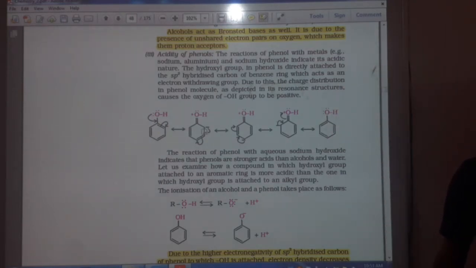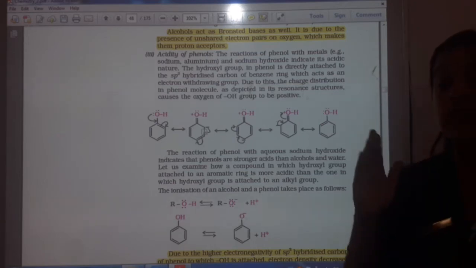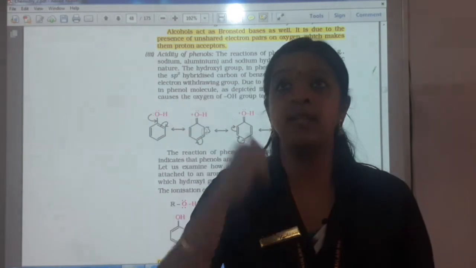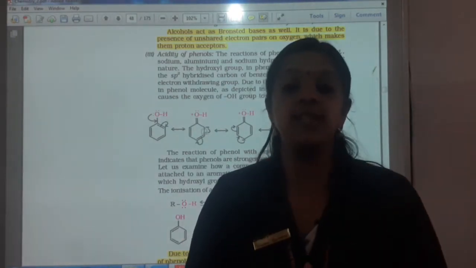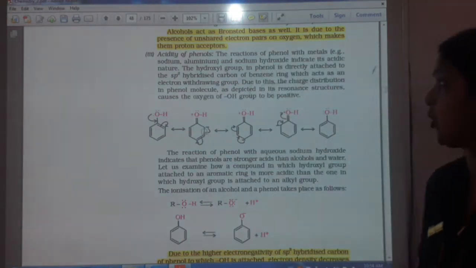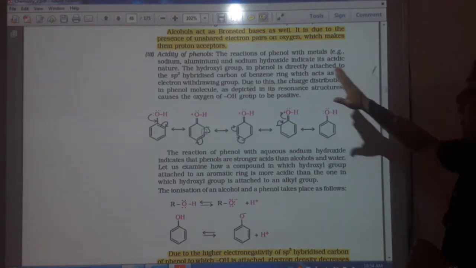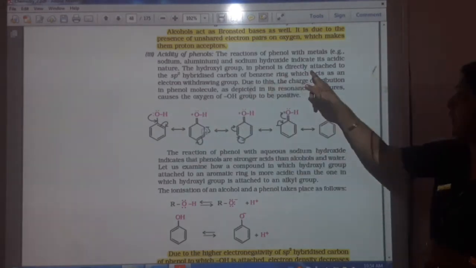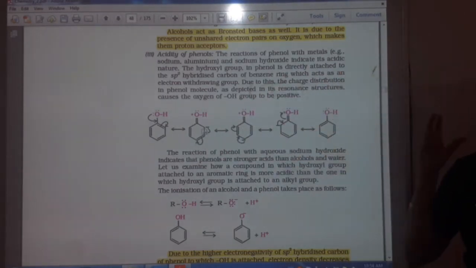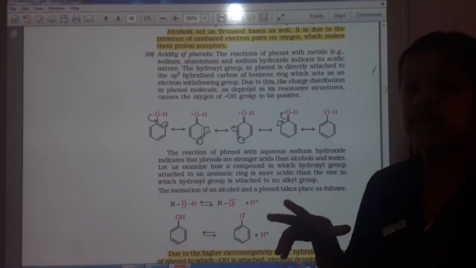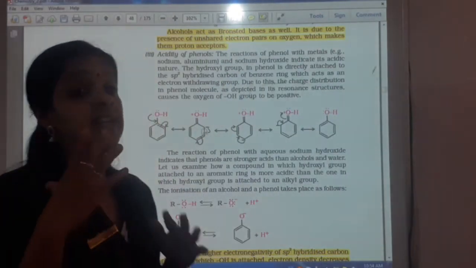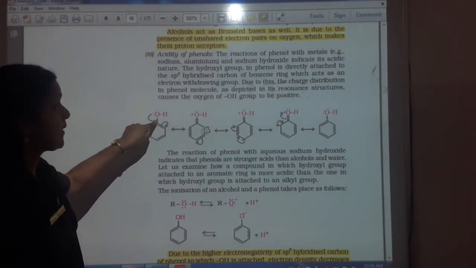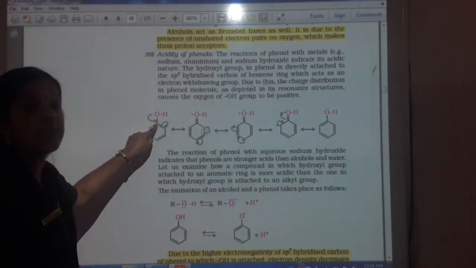Right children, we have studied that metals react with HCl giving hydrogen gas. In 10th standard you studied magnesium plus HCl, aluminium plus HCl, all giving hydrogen gas. Now the hydroxyl group in phenol, this OH, is directly attached to the sp2 carbon, because we know in benzene the carbon is sp2, but in aliphatic alcohols it is sp3. So this is sp2, which acts as an electron withdrawing group.